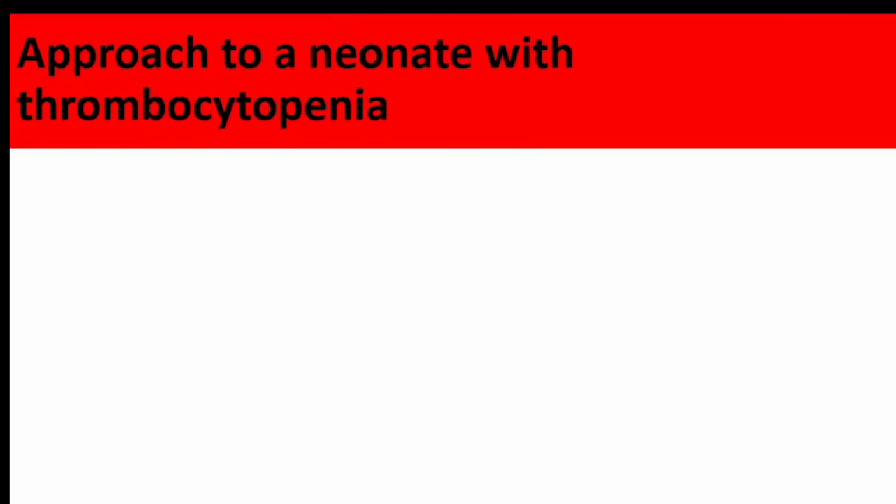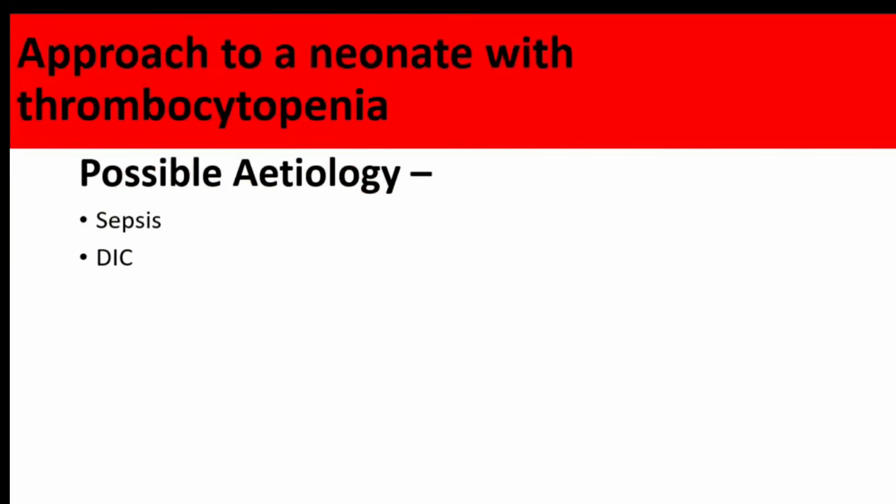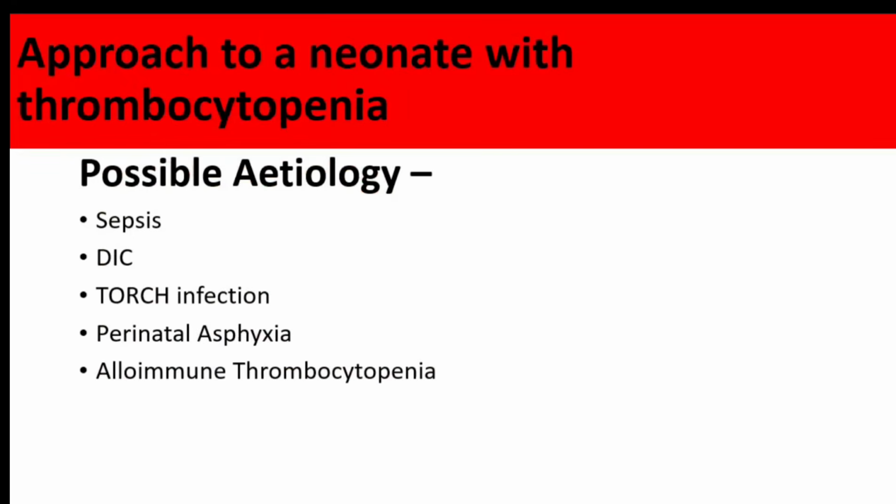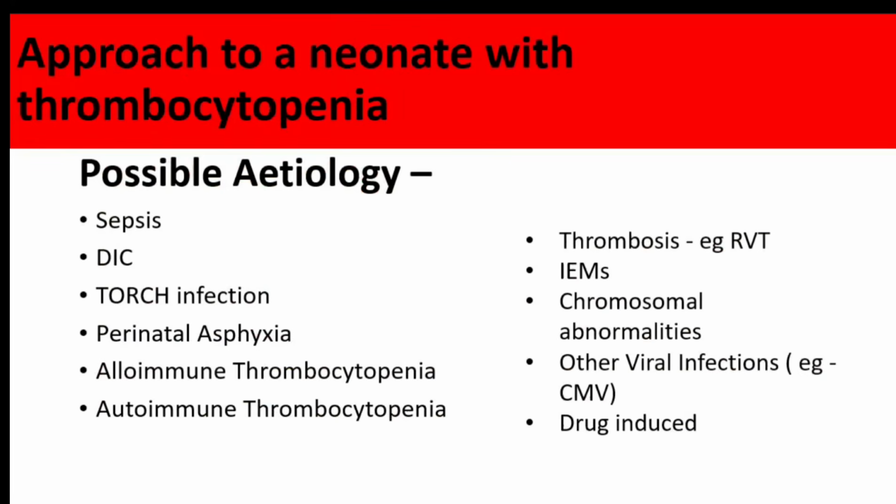So then coming to approach to a baby with thrombocytopenia. If you look at the causes for thrombocytopenia, there are actually a lot of causes. Can be anything from sepsis, DIC, TORCH infections, perinatal asphyxia, alloimmune thrombocytopenia, autoimmune thrombocytopenia, or sometimes other conditions like thrombosis due to renal vein thrombosis, or maybe inborn errors of metabolism, chromosomal abnormalities, certain viral infections, or it may be drug induced. So there are many different conditions which would lead to thrombocytopenia.